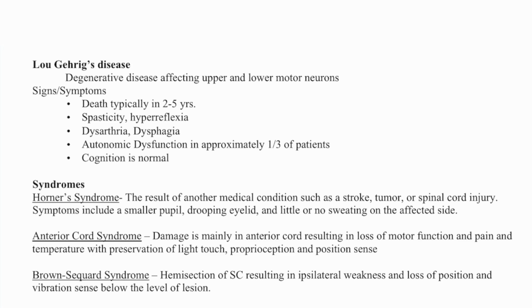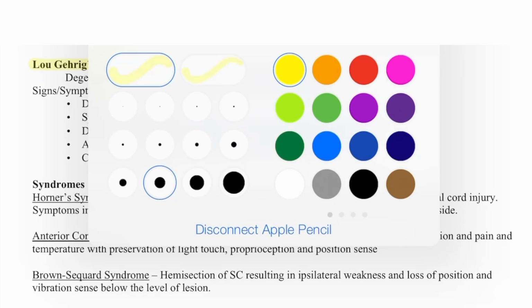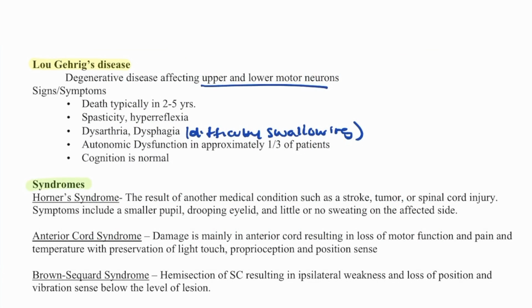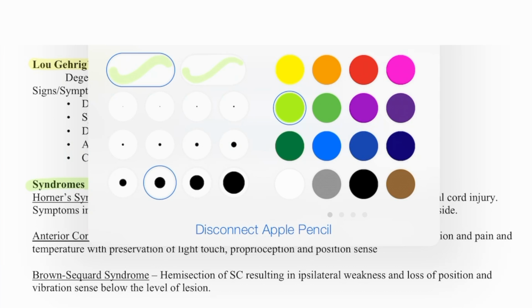Let's now talk about Lou Gehrig's disease. So this is a degenerative disease affecting the upper and lower neurons. Signs and symptoms, usually they have death within 2 to 5 years. You'll see spasticity, hyperreflexia, dysarthria, dysphagia. This is difficulty swallowing. You'll see some autonomic dysfunction in about a third of the patients, but their cognition will remain normal. So different symptoms that we could see for this include Horner's syndrome.